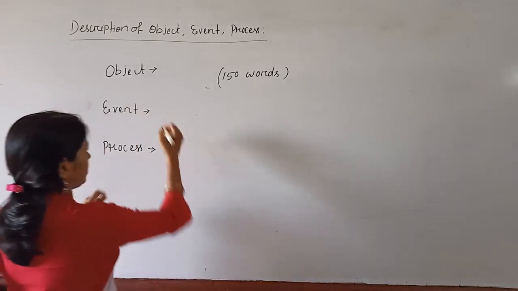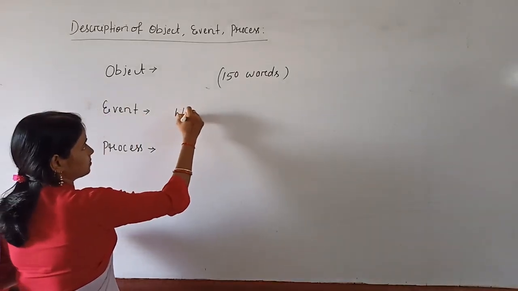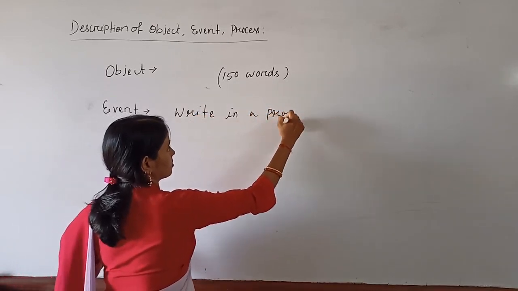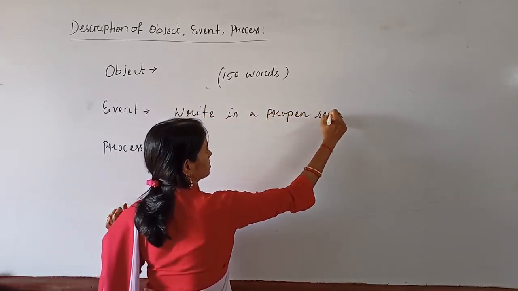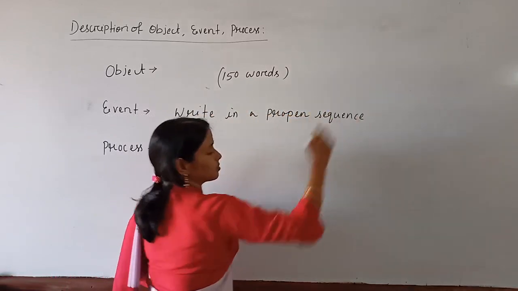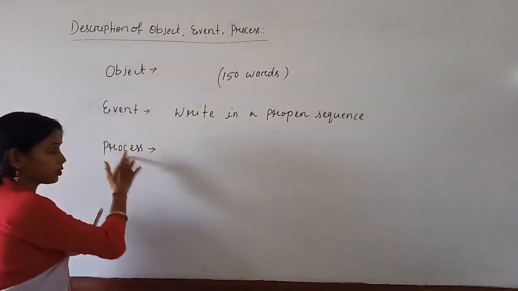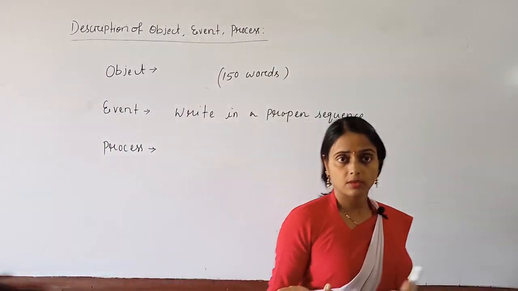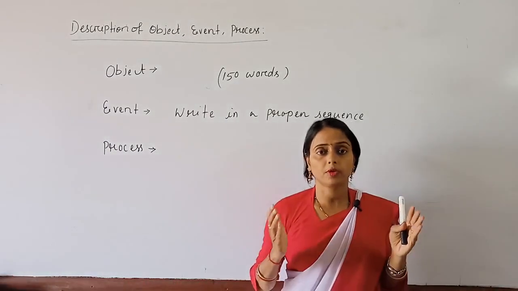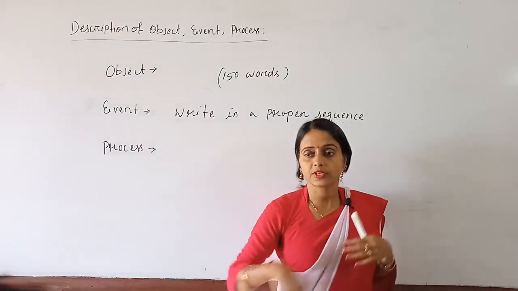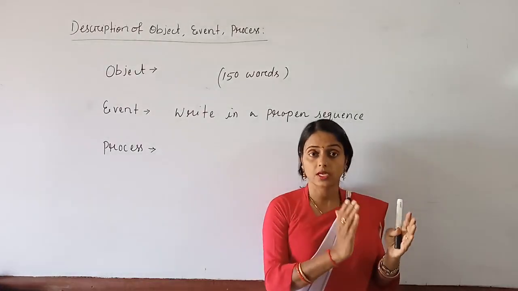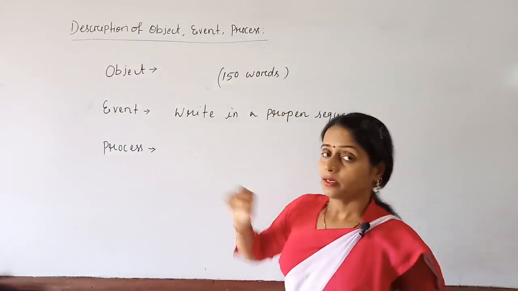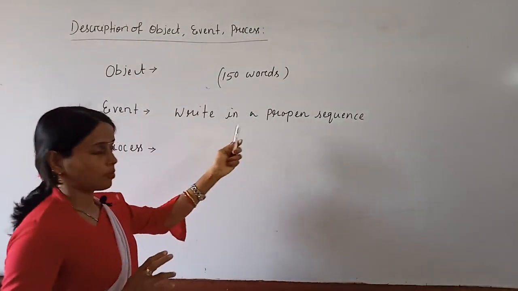Okay, so here in event, write in a proper sequence. Understood? So, in process writing also the proper sequence must be there, because whenever you are making coffee or tea or whenever you are preparing a pot of rice, we are not eating rice first then cooking. First we have to write what is essential and how to do it. Okay? So, in these two things it is essential to write down in a proper sequence.